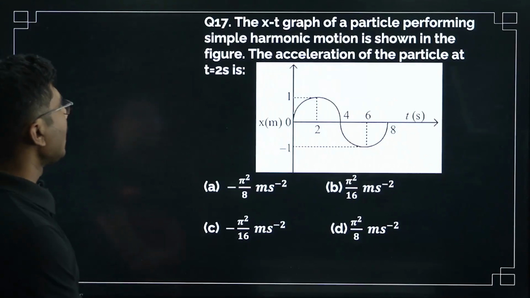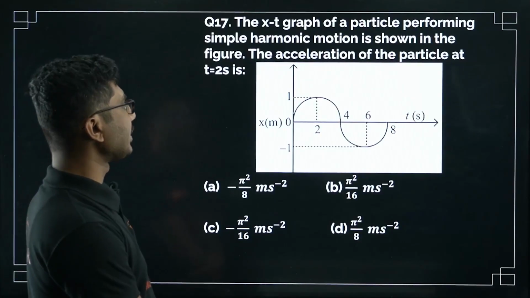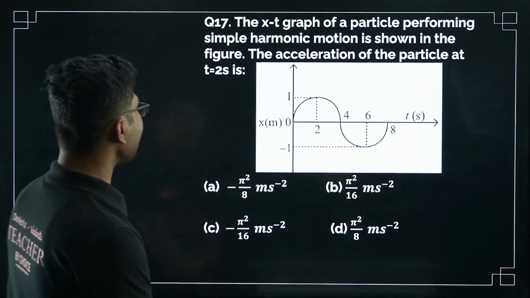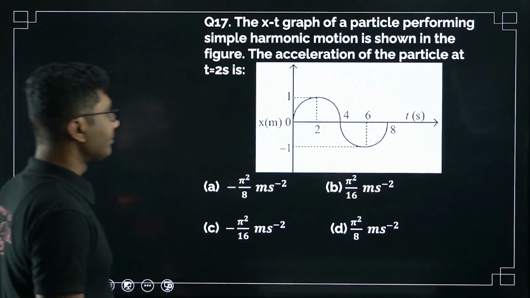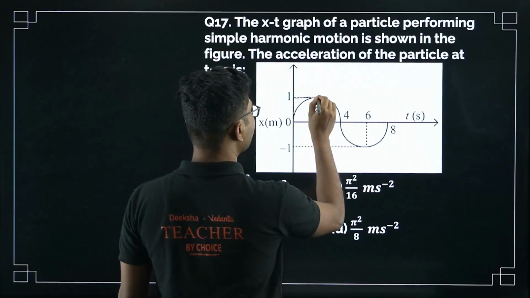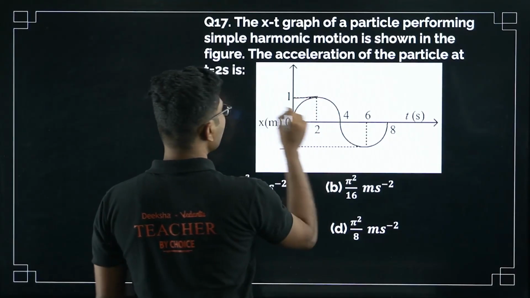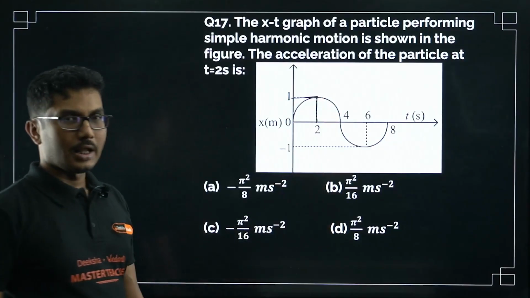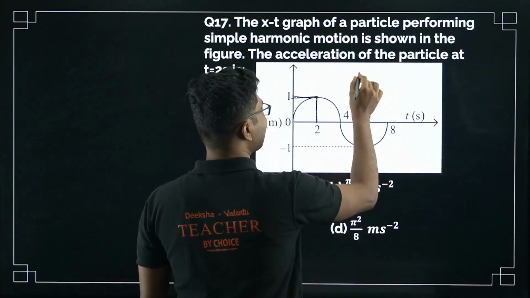Next question. The x-t graph for a particle performing simple harmonic motion is shown in the figure. The acceleration of the particle at time t equals 2 seconds is. If you see this graph carefully, you will see that the amplitude of the graph is 1. And at 2 seconds the particle is exactly at its maximum position. So what is the acceleration?